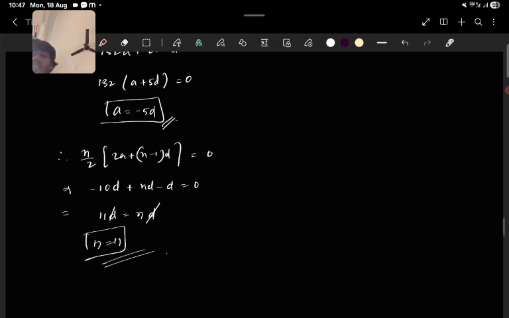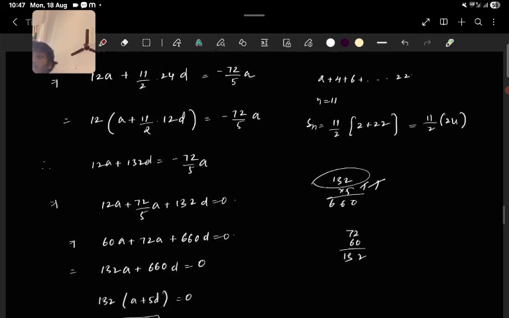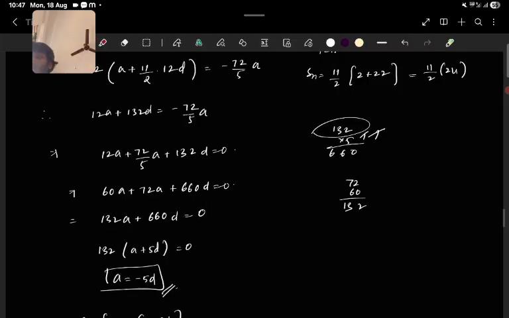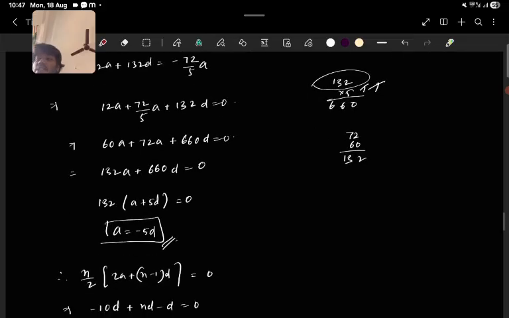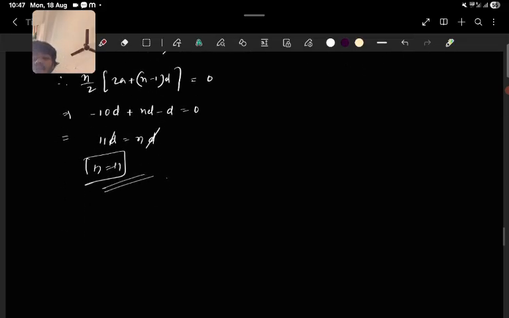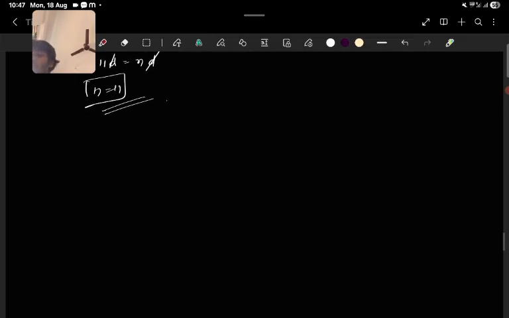This is a previous year question of JEE Mains 2023. Similarly, we'll do one more question on it.